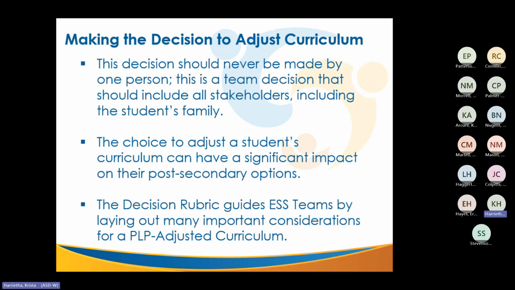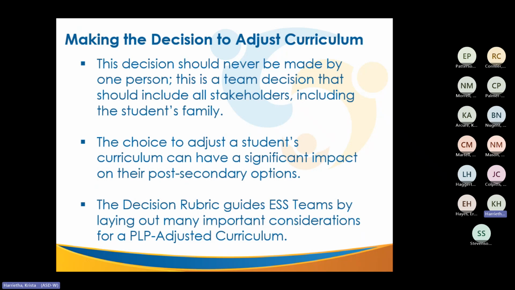So as I mentioned before, there is a rubric that you can follow to decide if a student should be adjusted or not. Before we go into the how-to of adjusting curriculum, there is that decision rubric for PLP adjusted curriculum, and it can be created in Ess Connect in collaboration with your ESS team. That would be with your resource teacher, guidance, principal, vice principal, all of that. This decision should never be made by one person.